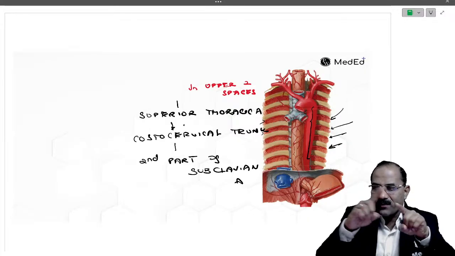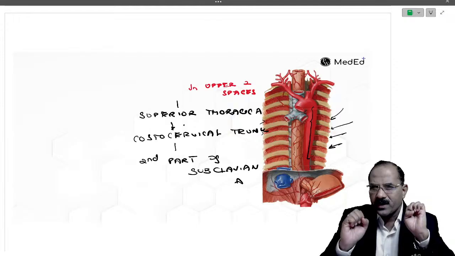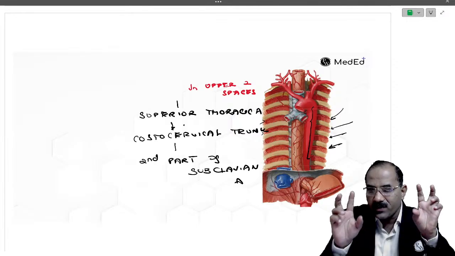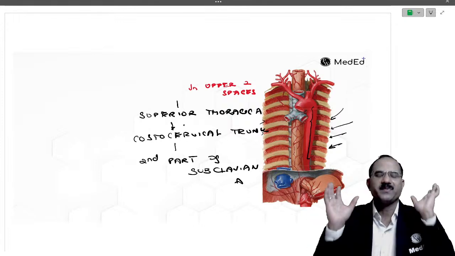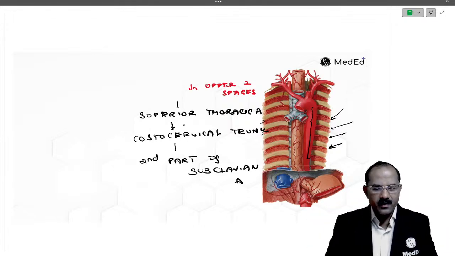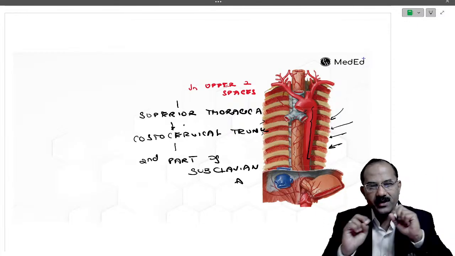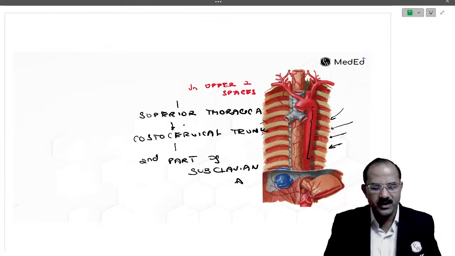Any reference have we come across anywhere? The three parts of the subclavian artery, the three parts of the axillary artery. Have we come across this anywhere? Let's guess. Which was that topic in which the subclavian artery and the axillary artery come into the picture? Which topic is this?